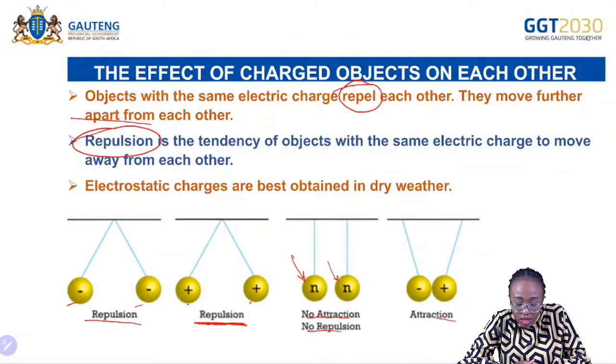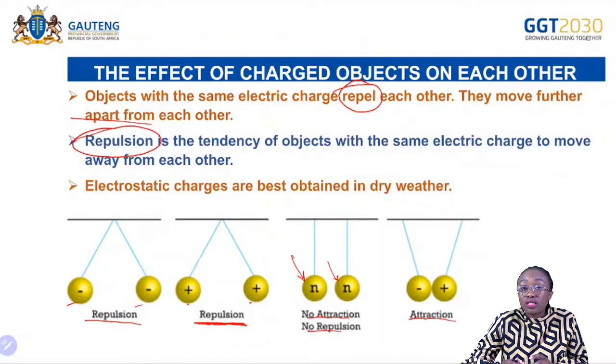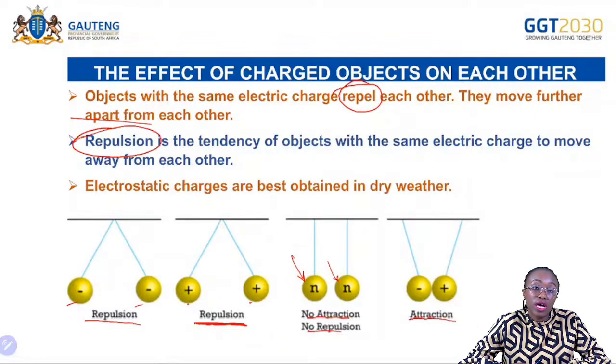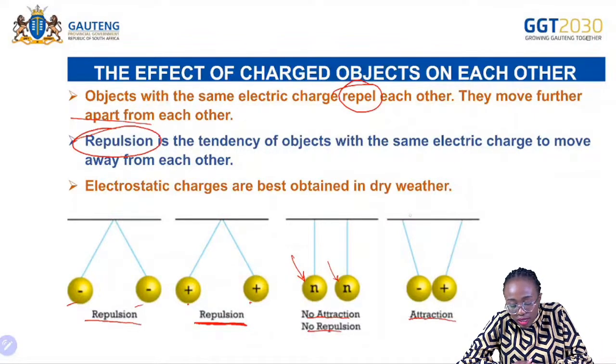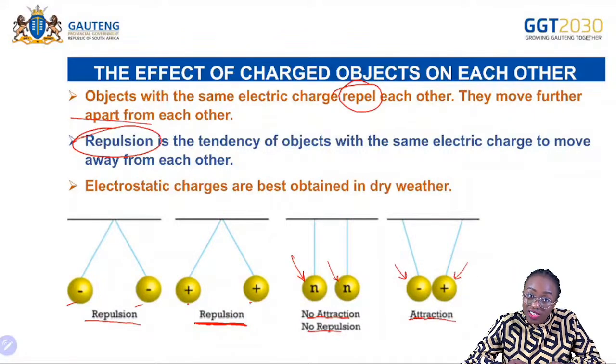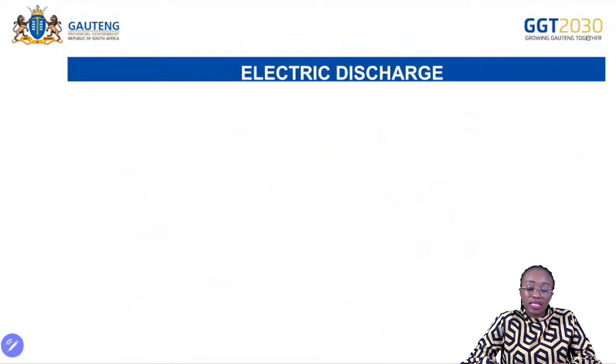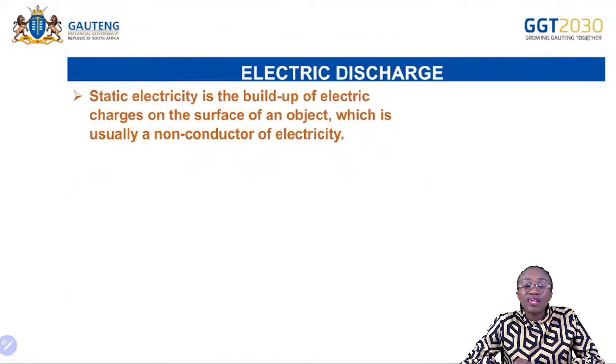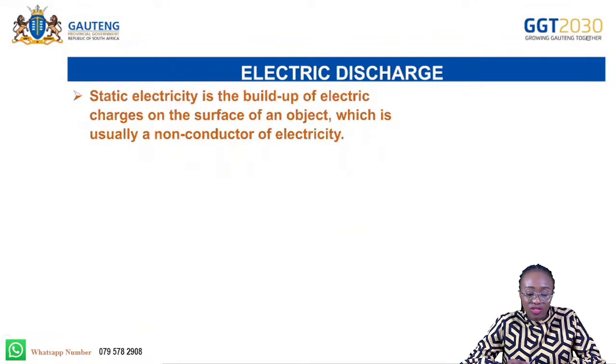And then attraction happens between, sorry, opposite charges. This one is a negative charged ball. This one is a positive charged ball. So they will move towards each other. They will attract. Now let's learn about electric discharge.